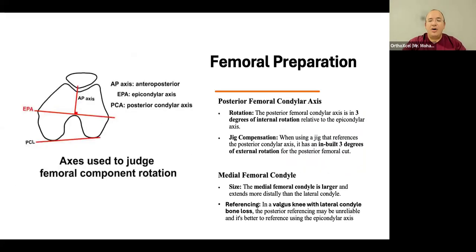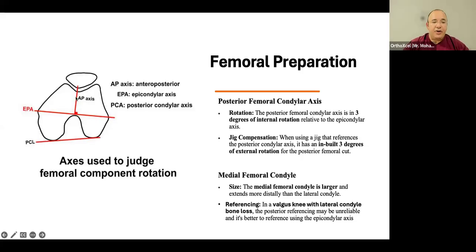Okay, so I cut my femur, my distal femur is in front of me. And now I want to put the jig to cut the posterior femur and the anterior femur. Putting your jig, you need to understand the normal rotation of your distal femur. So actually, if you're using a posterior reference, the posterior condylar axis or posterior condylar line is actually internally rotated over the epicondylar axis, which is the actual axis of the femur, by about 3 degrees.